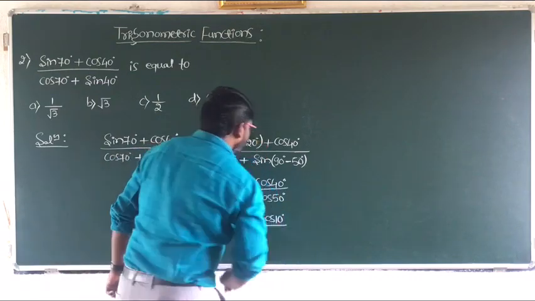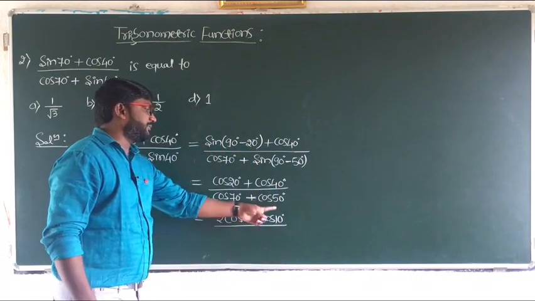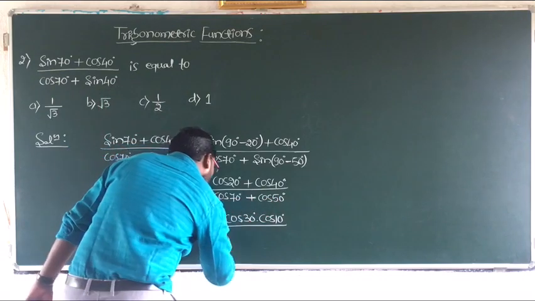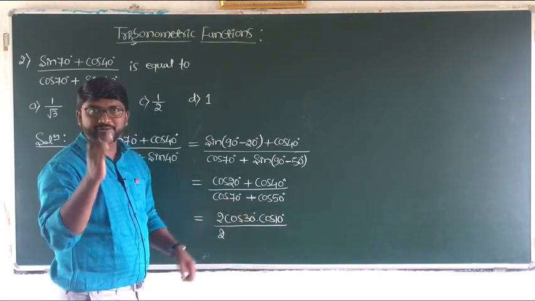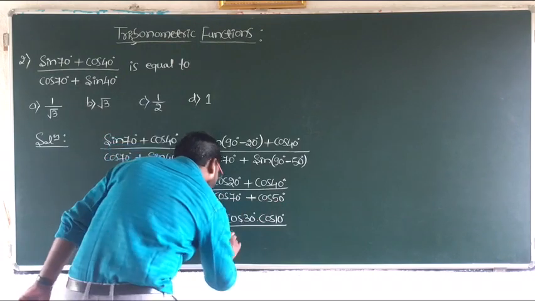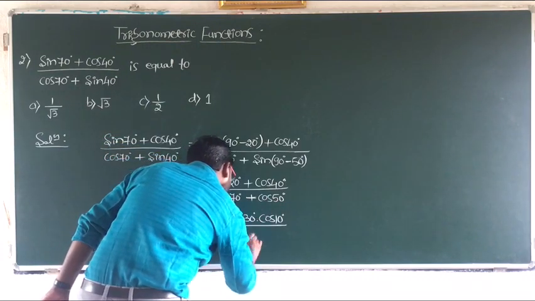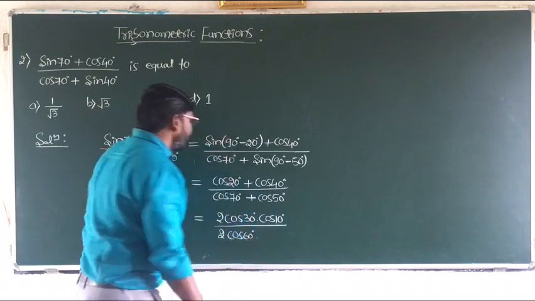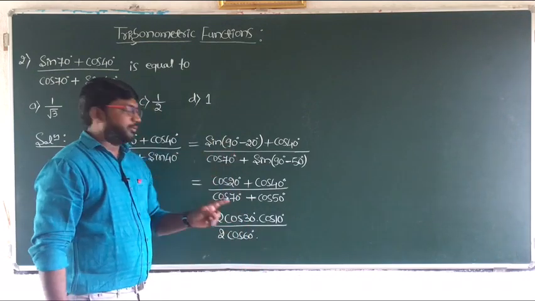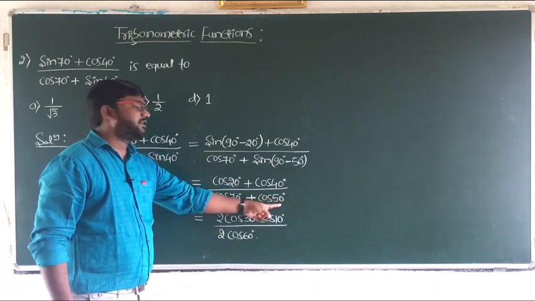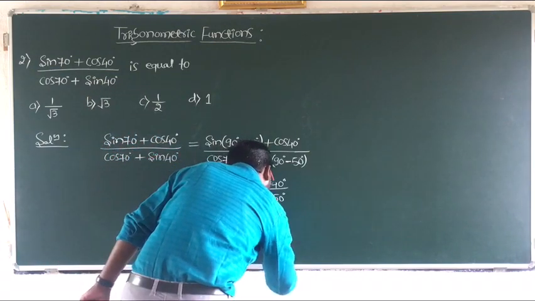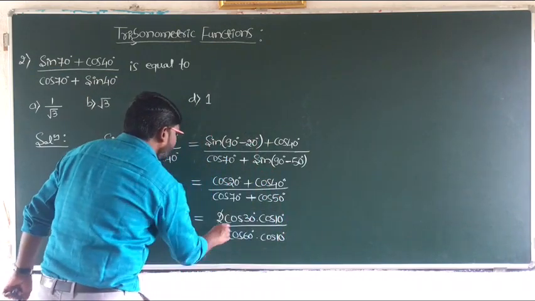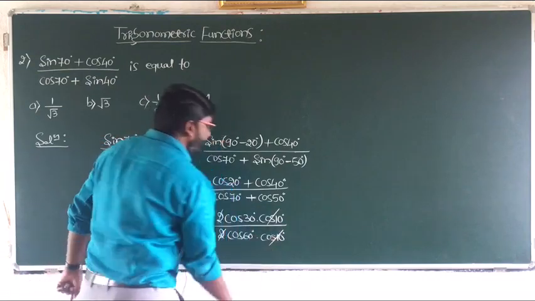Then divided by, again here we have to apply cos c plus cos d. 2 cos c plus d by 2, 70 plus 50 will be 120, 120 by 2 will be 60 degree. So we get cos 60 degree into, now c minus d by 2, 70 minus 50 will be 20, 20 by 2 will be 10. We get cos 10 degrees. So 2 and 2 get cancelled, cos 10 and cos 10 get cancelled.